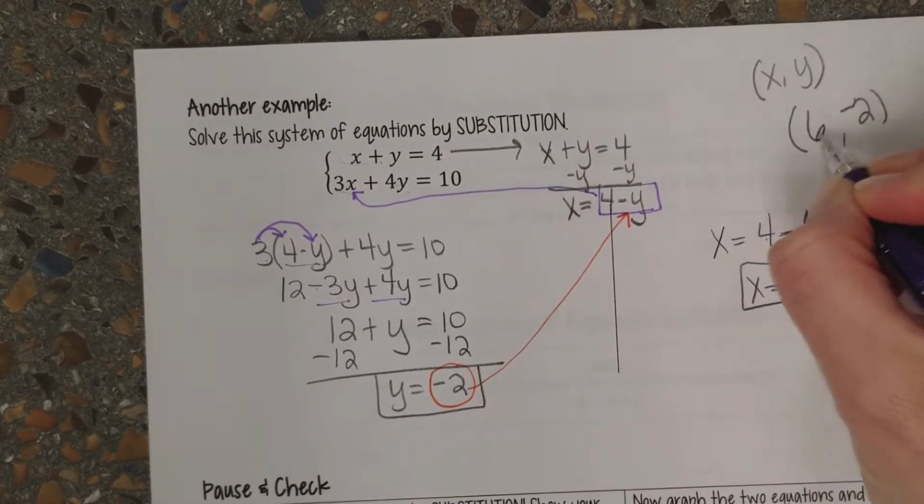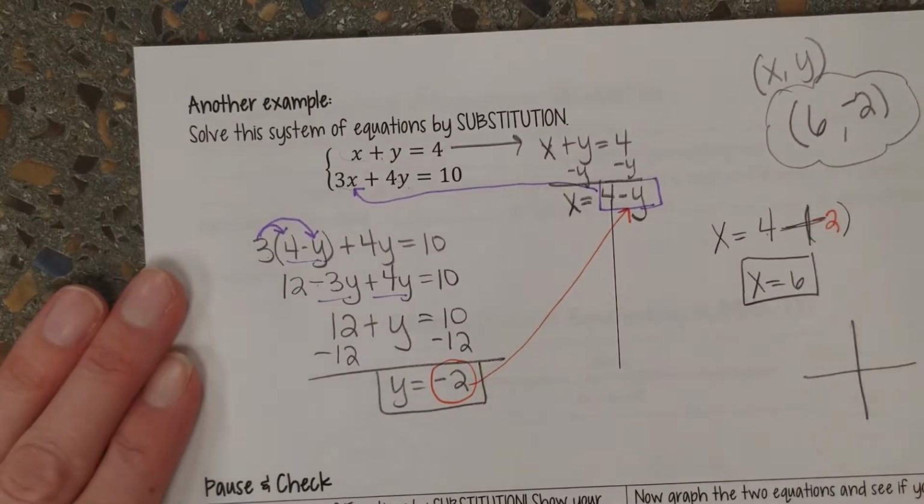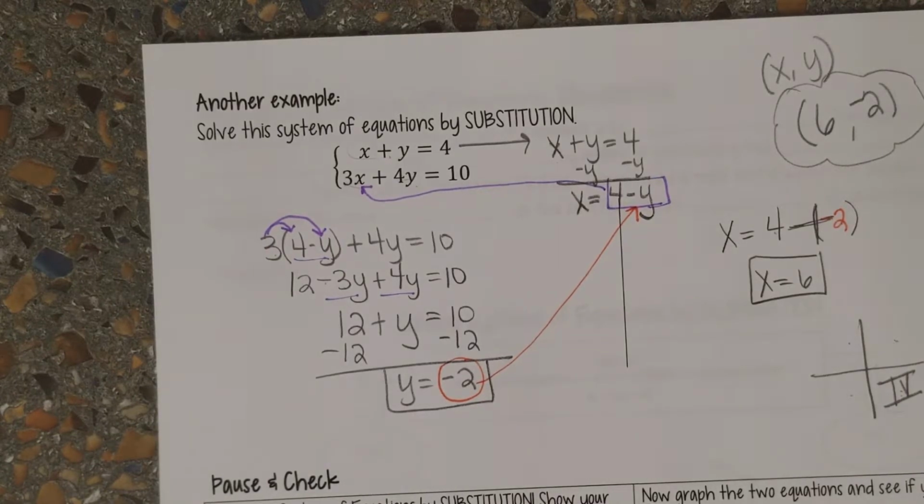So then 6 goes here. And the point they cross is 6, negative 2. Now, if I were to ask you what quadrant that falls in, 1, 2, 3, or 4, remember, it's a positive 6, so it's got to be one of these ones. But since it's negative, it's going to come down here. It's going to be in quadrant 4. We use Roman numerals for those.